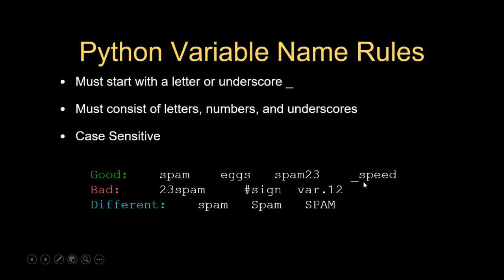So these are all alphanumerics, except for this one starts with an underscore, all good. These are invalid. You can't start with numbers. You can't have a hash mark in there because it's not an alphanumeric or an underscore. You can't have a decimal point. It's the same. These, very important. So it said it was case sensitive. So all lowercase spam, capitalized spam, or all capital letters spam, are all different variables.